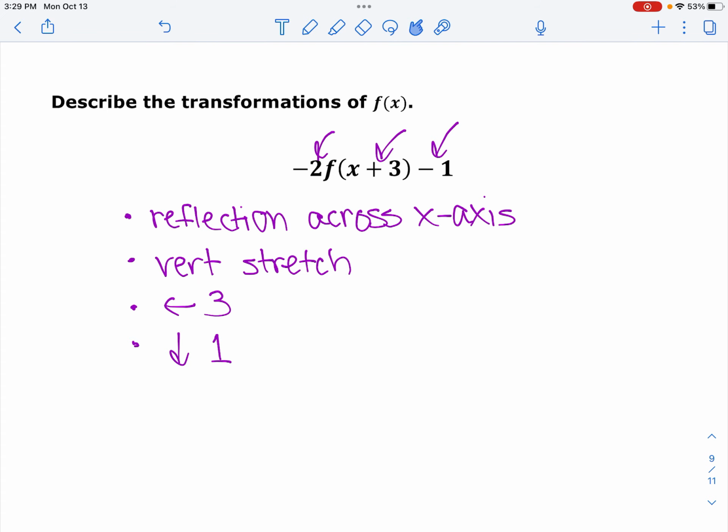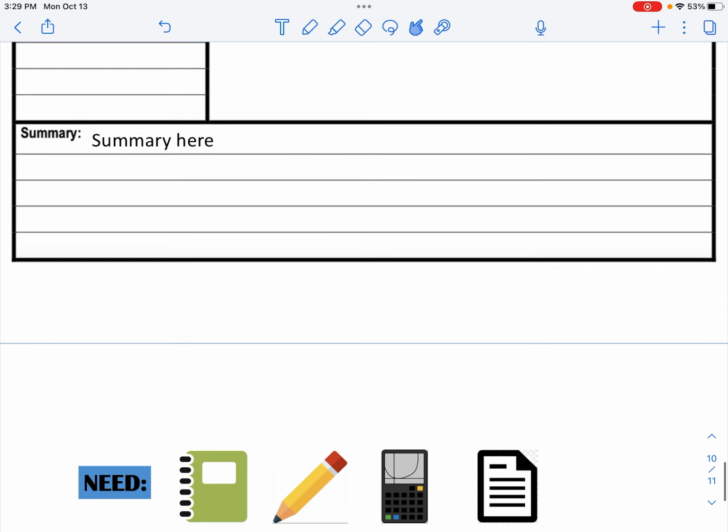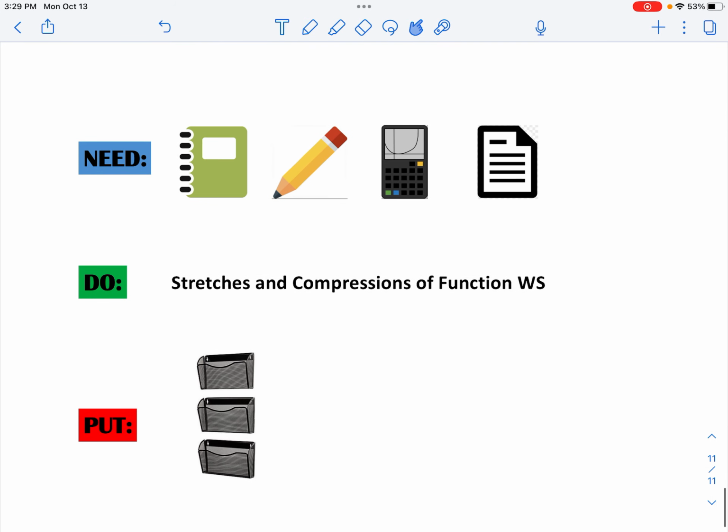Okay. Hopefully this makes a little bit more sense. You understand how stretches, compressions, and reflections work.